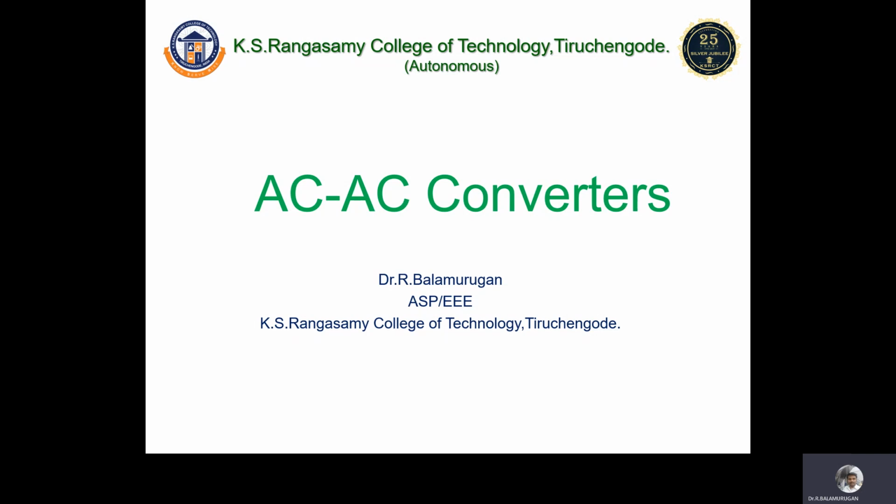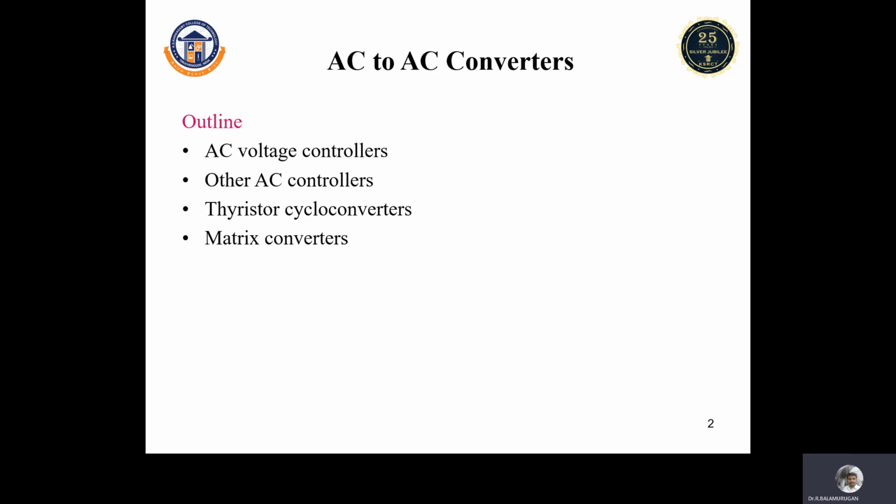So let's see what AC to AC converters are. Basically, what are AC to AC converters? The converters which convert a fixed voltage into a variable voltage, we call AC voltage controllers. If the same AC voltage with constant voltage has a varied frequency at the output, we can call it a cycloconverter.